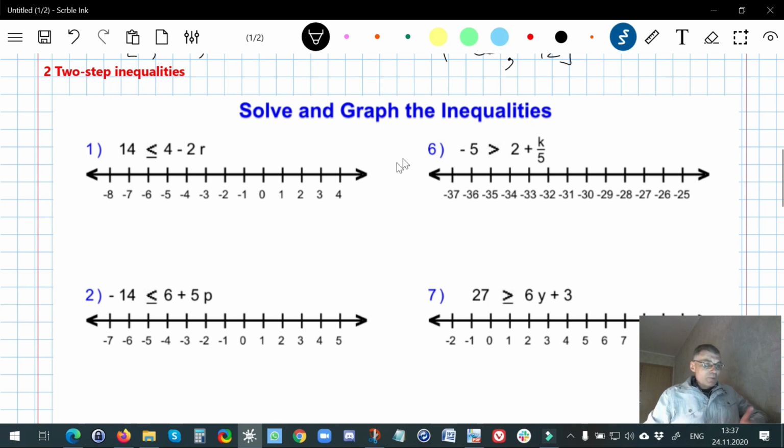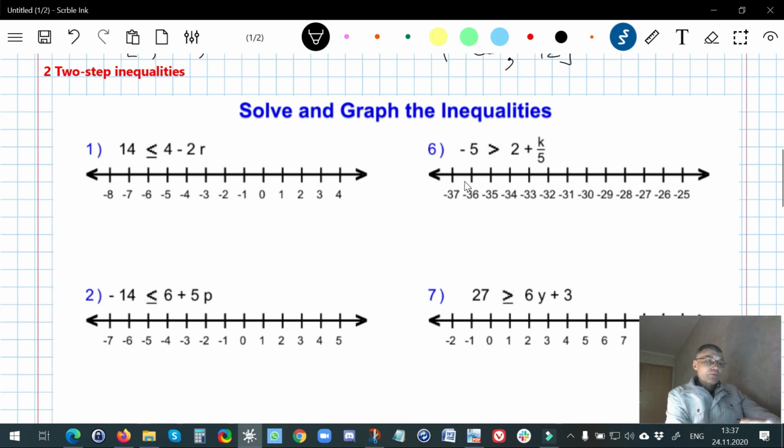Now we come to solving two-step inequalities. Actually, the procedure is pretty much the same. We don't do anything different. Just in the first part, where we encountered only one-step inequalities, we had either to subtract or add, or to divide or multiply. But here we do both. Okay, let's begin with number one.